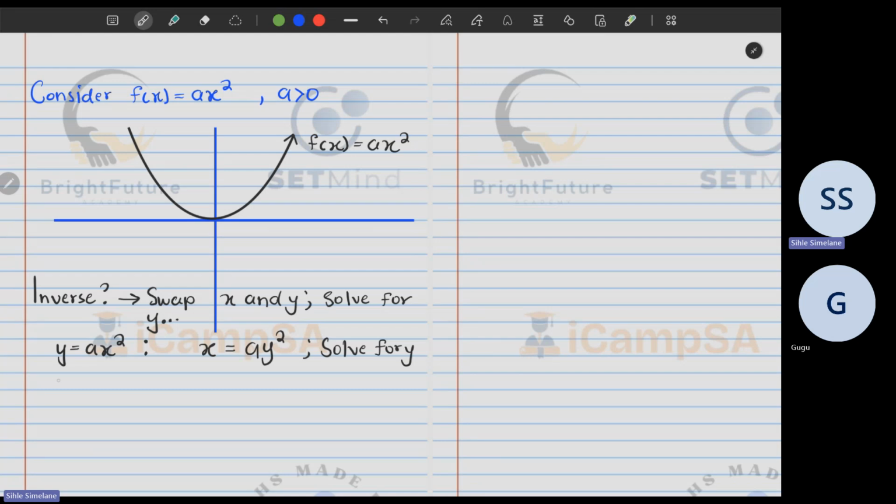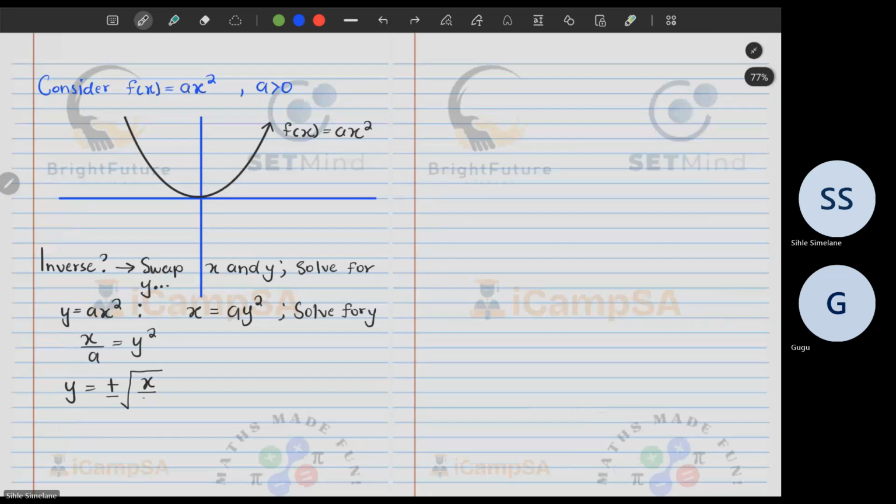If you look carefully, you take the x and divide it by a. And this will be y squared. Then you take the square root. So your y will be plus or minus the square root of x divided by a. Okay, that is what our y value will be.